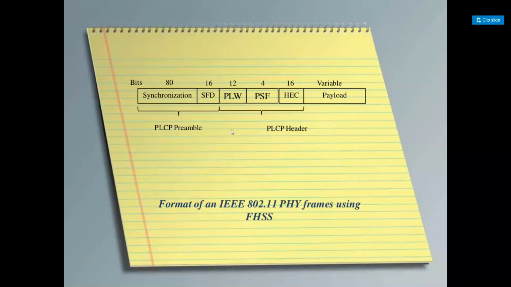In the PLCP preamble, we have two fields. One is the synchronization field of 80 bits and the other is the SFD. Remember, SFD is nothing but the start frame delimiter. After the SFD ends, the original frame will start. After the 16 bits of the SFD field, the original frame will start.